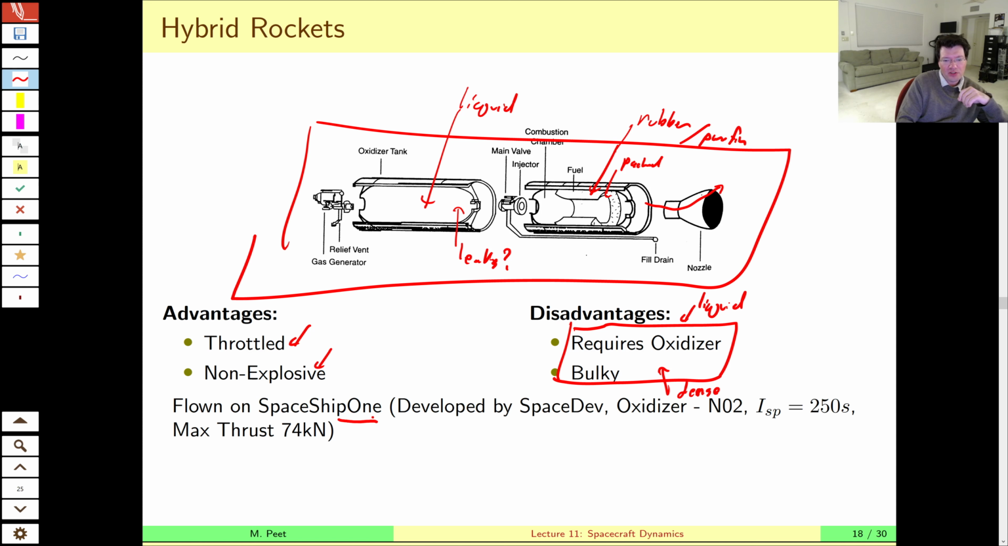It's been flown various places, famously on SpaceShipOne. In that case, the oxidizer was laughing gas, nitrous oxide, not quite as dangerous as liquid oxygen. Produces a relatively low ISP of 250 seconds, but again, not significantly lower than most solid rockets. But again, the advantage here being it can be throttled and turned off.